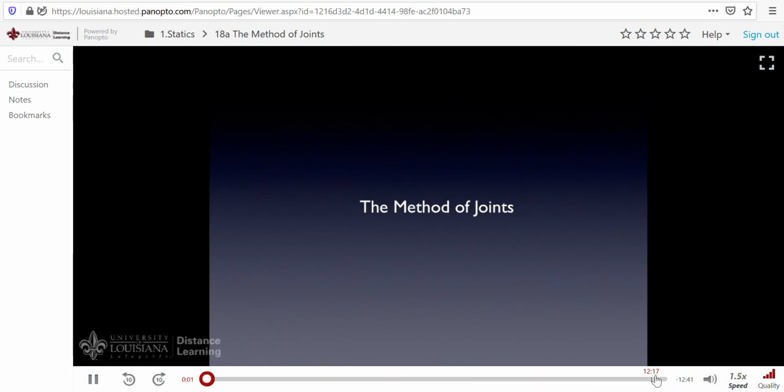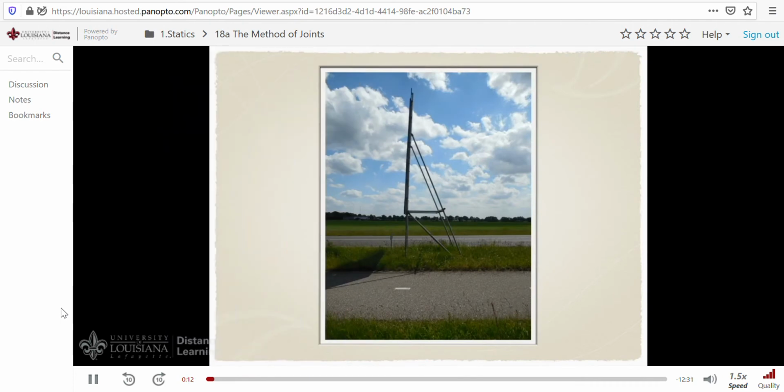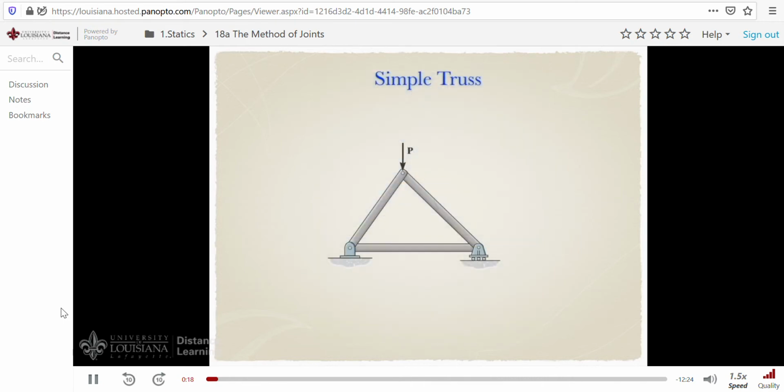In this lesson, we'll show how to analyze a truss. That is, to find the forces in all the members, and we'll do so using the method of joints. A typical example of where this would apply would be to find the forces that act in all the members that support this sign. But realize that the type of truss that we'll analyze is called a simple truss.